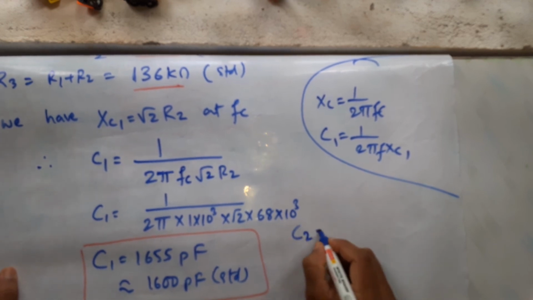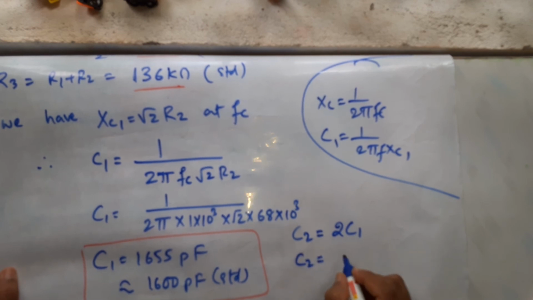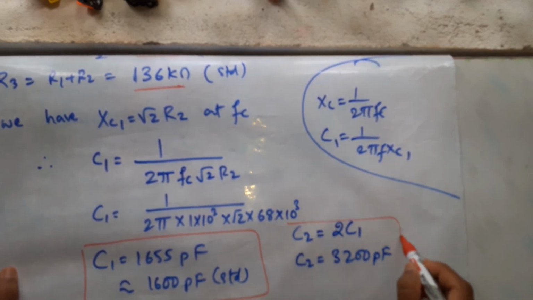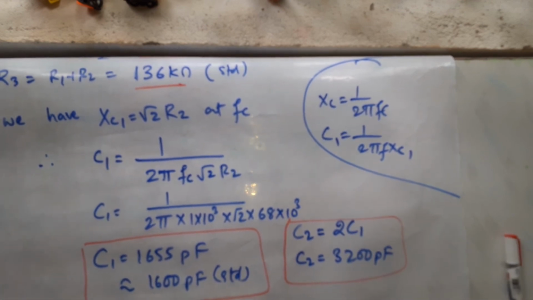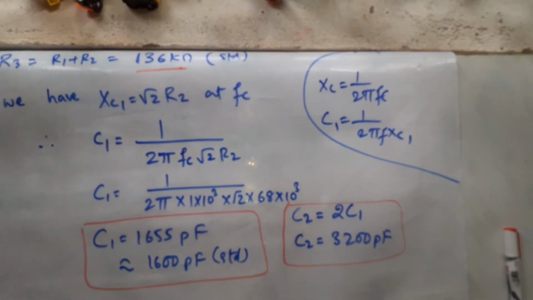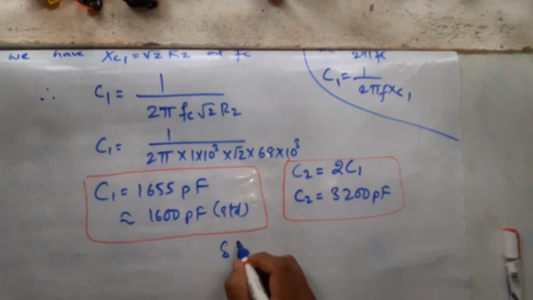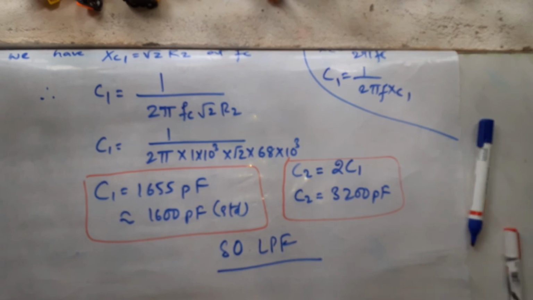We know that C2 is equal to twice of C1. Therefore, C2 is equal to double of 1600, which is 3200 picofarad. This is your C2 value. All right. Yes, that's it. This will end your second order low pass filter. Next class we'll have first order high pass filter.